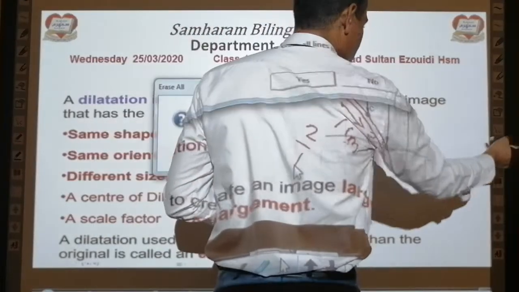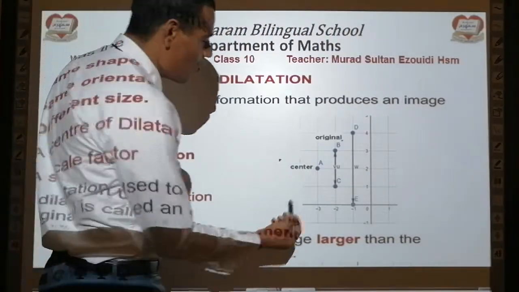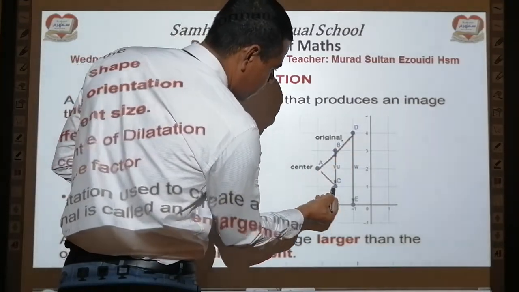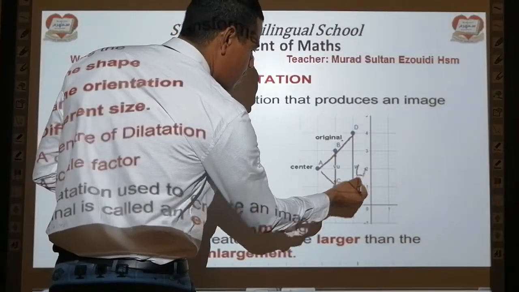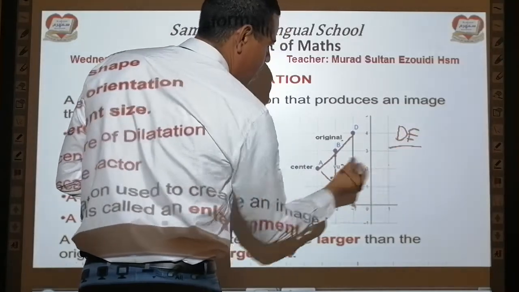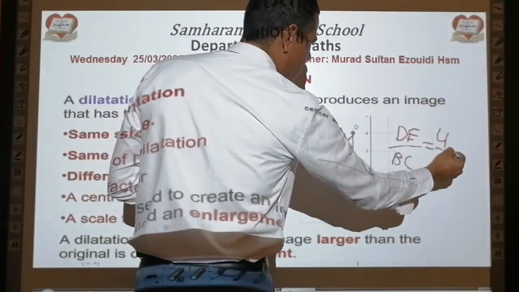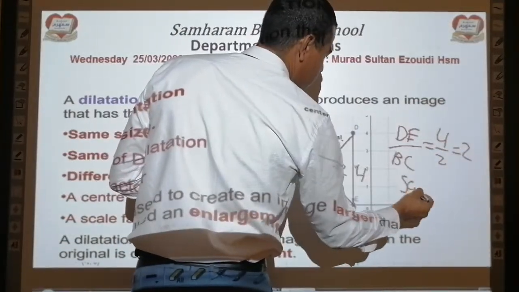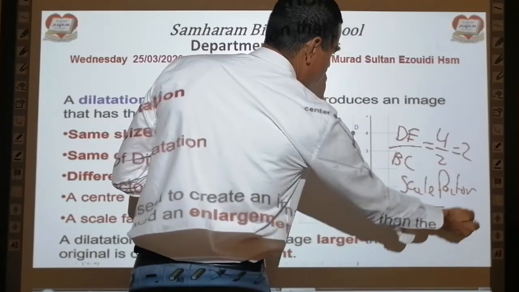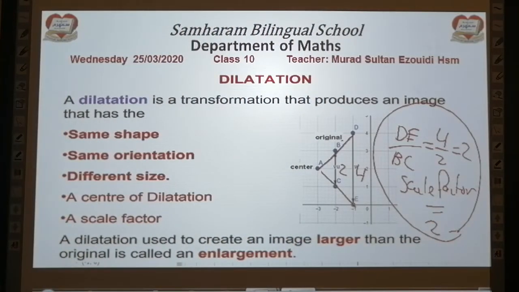Second method. Here, this is 4, this is 2. I will make DE divided by BC equal 4 divided by 2, which gives 2. So the scale factor is 2, and the center you already know about. The next one.